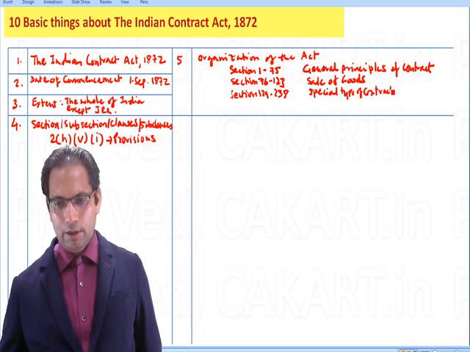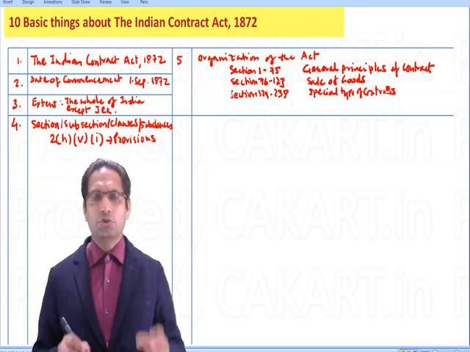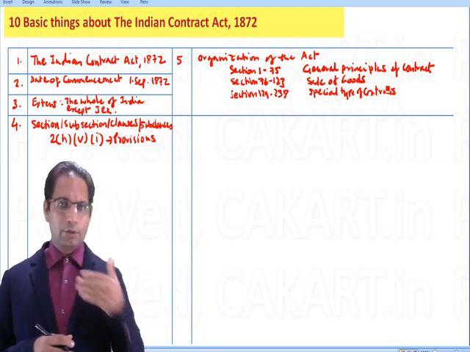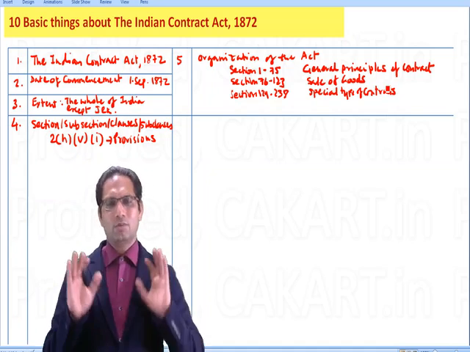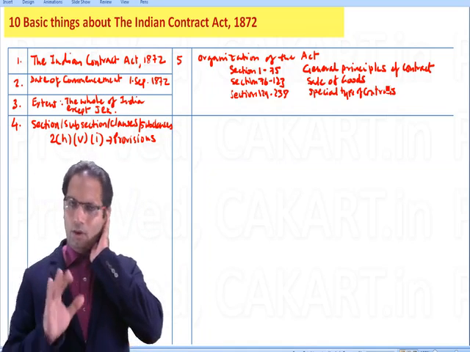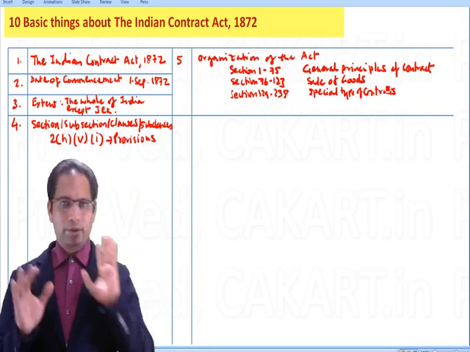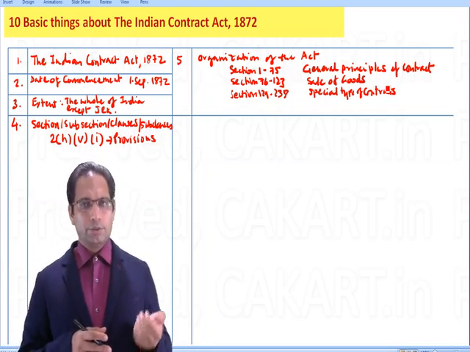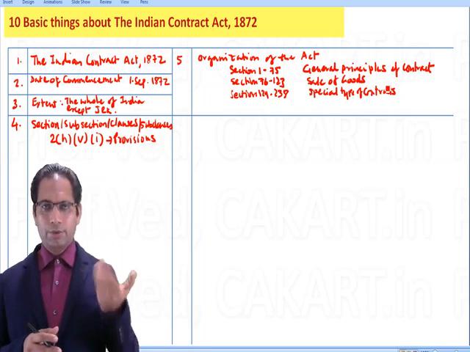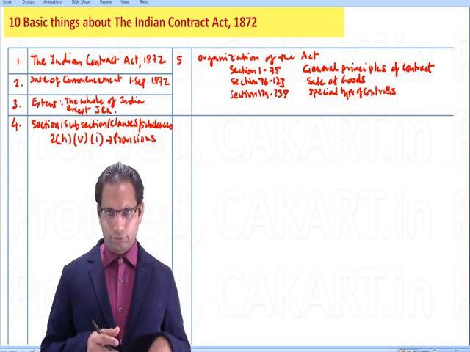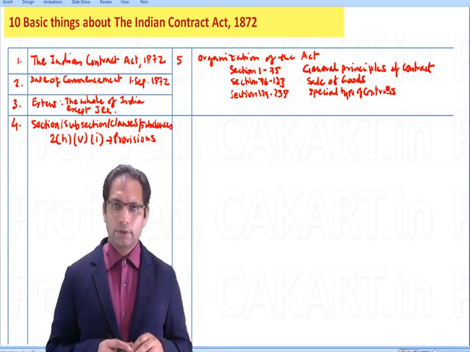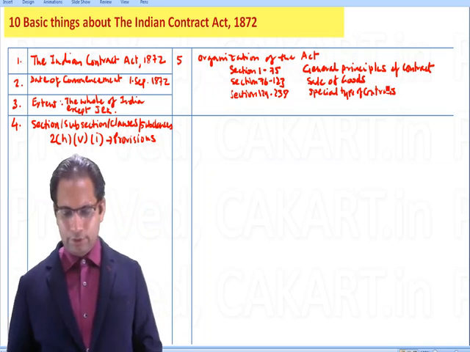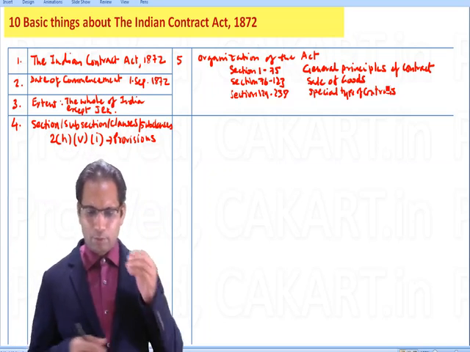We are mostly at the foundation level, when you are giving the first level of your exam, and mostly section 1 to section 75, all about the general principles of contract, students have to study. In some cases, the syllabus requires you to study more sections. So we will definitely cover section 1 to 75, but we will also cover more sections if required as per the syllabus.